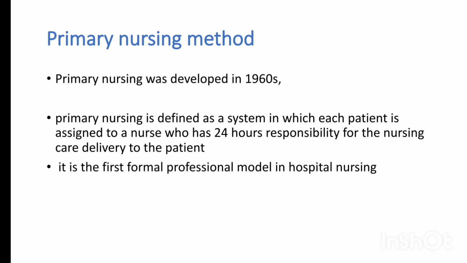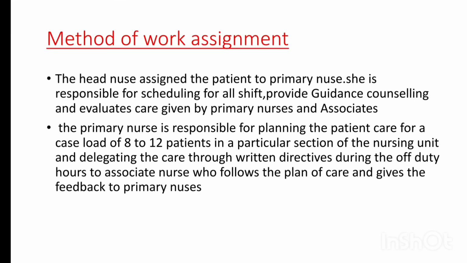So one primary nurse is there and she is responsible for the patient from the admission till discharge. That means she is the one who is planning the nursing process or nursing care plan for that particular patient. And this is the first formal professional model in hospital nursing. So here we will see the method of work assignment. The head nurse assigns the patient to the primary nurse, and she is responsible for scheduling for all shifts, providing guidance and counseling, and evaluating care given by the primary nurse and the associates.